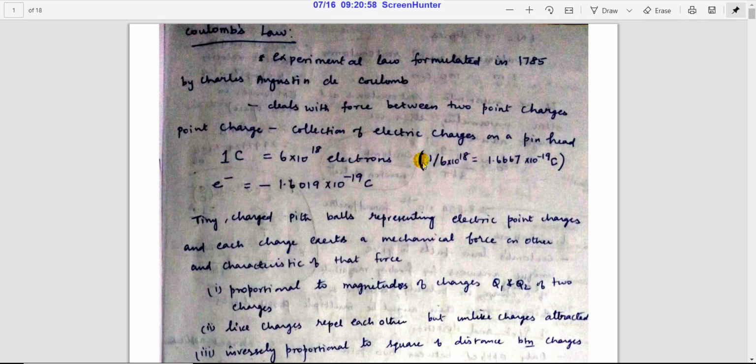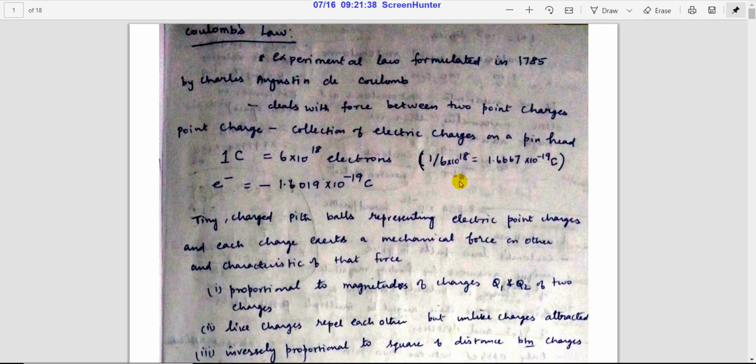So if you are dividing it, inversing that particular constant, 1 divided by 6 into 10 power 18, we will be getting this amount of charge. This amount of charge can be compared with the electric charge of an electron. This can be compared with the electric charge of a proton. So whatever may be the value we are getting, these are all closely related to each other. So a point charge may consist of a collection of electrons or a collection of protons.